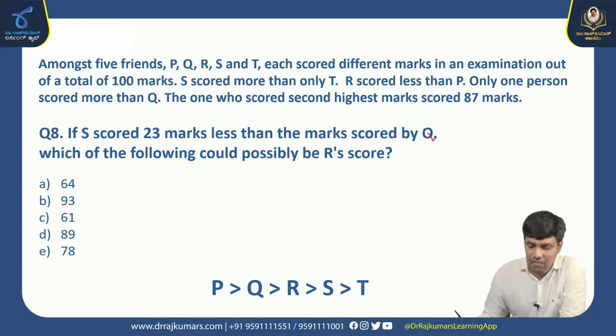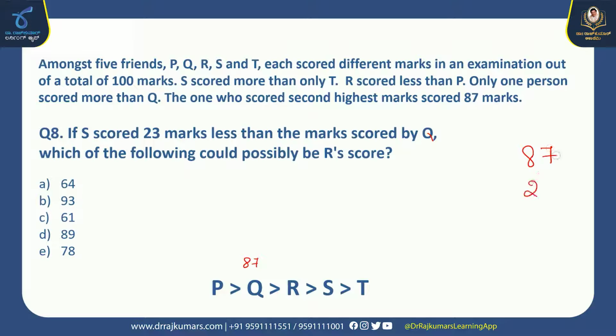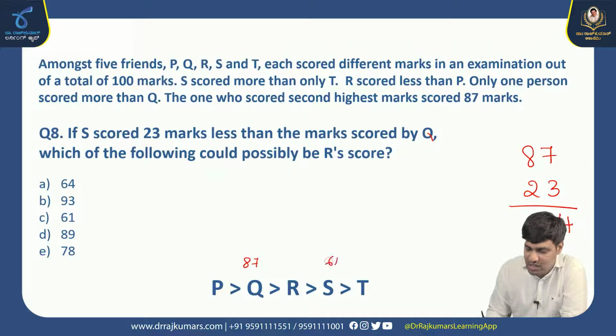Next question. If S scored 23 marks less than the marks scored by Q, which of the following could possibly be R's score? They are telling from the passage we have Q's score is 87 and S scored 23 marks less than Q, right? 87 minus 23: 7 minus 3 is 4, 8 minus 2 is 6. So S has scored 64 marks.